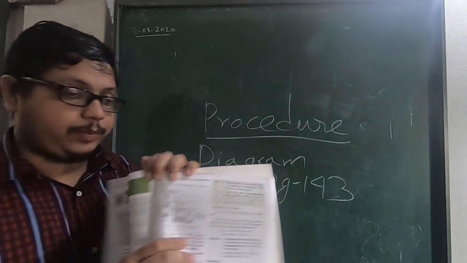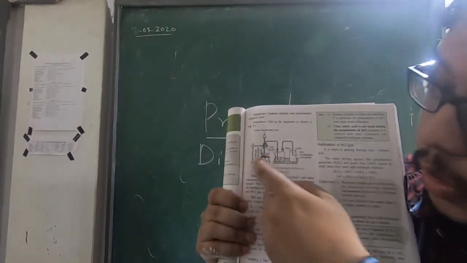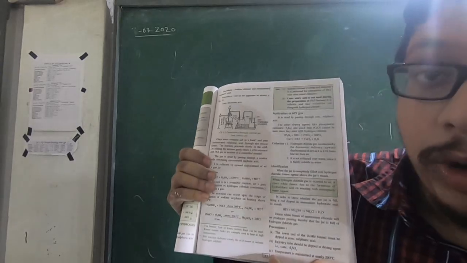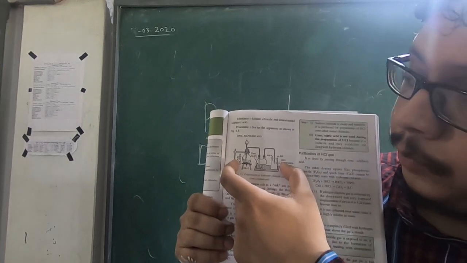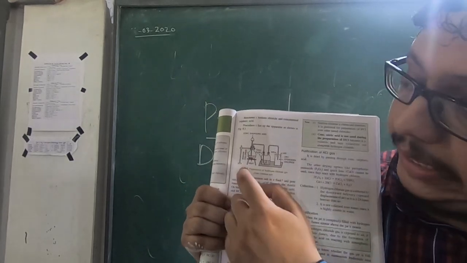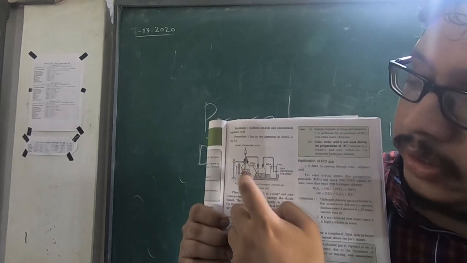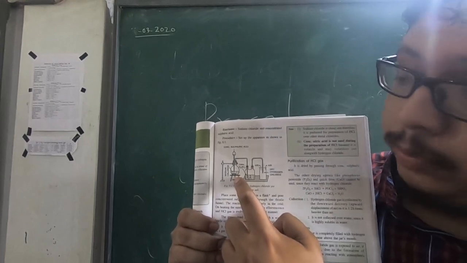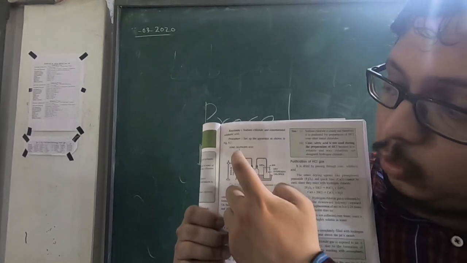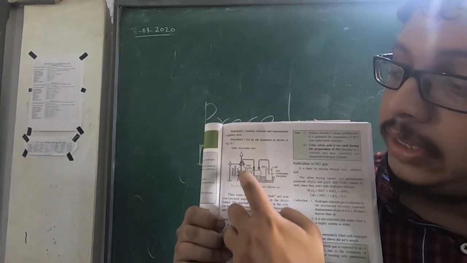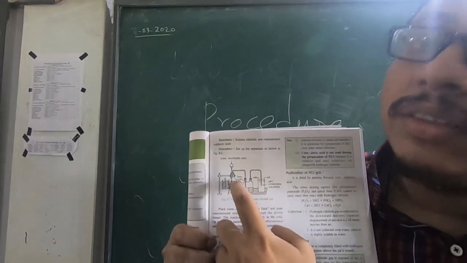See the diagram right here. Can you see this diagram? I'm talking about this diagram, page 143. In this diagram, you can clearly see that there is a stand. And this right here is called a round bottom flask. And you can see there is a pipe of sorts entering. That pipe is called a thistle funnel.